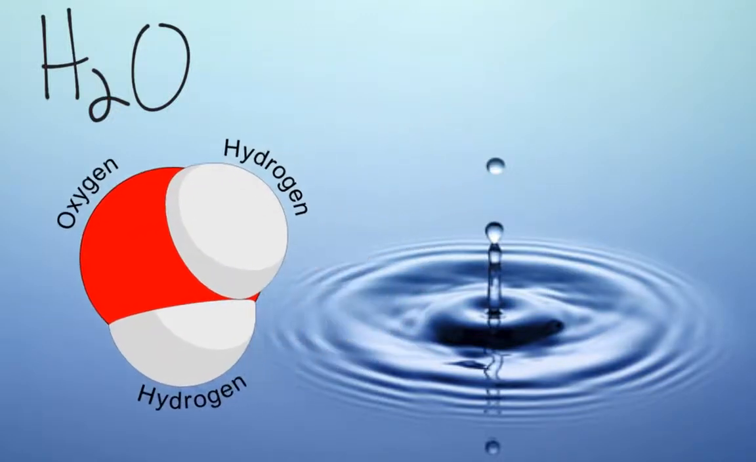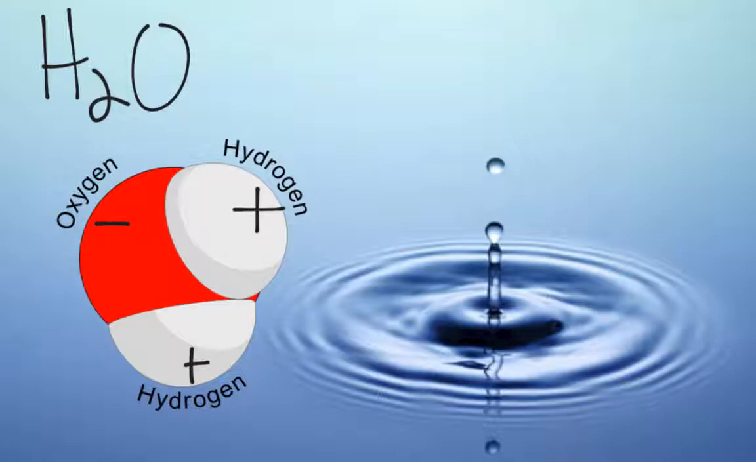We've already learned that the water molecule is one part oxygen and two parts hydrogen, and that the hydrogens have an overall positive charge because of oxygen being so electronegative, and it has an overall negative charge, and this allows for this cohesive nature of water to stick together.